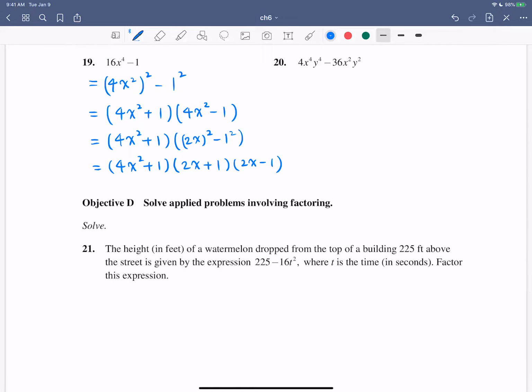Objective D. Solve applied problems involving factoring. Number 21. The height in feet of a watermelon dropped from the top of a building 220 feet above the street is given by this expression, where t is the time in seconds, and they want you to factor this expression.